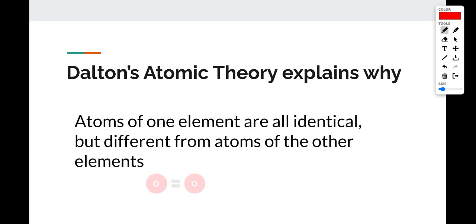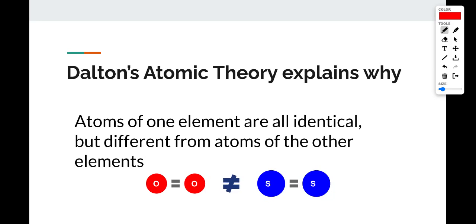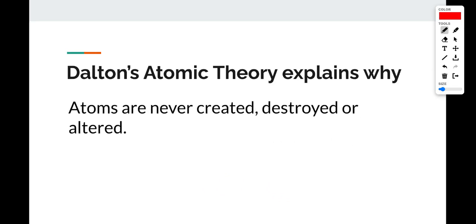Atoms of one element, he proposed, are all identical to each other, but they're different from atoms of all the other elements. So every oxygen is the same as every other oxygen exactly. Every sulfur is the same as every other sulfur, but no oxygen is ever the same as a sulfur. So that's another one of his postulates. Atoms can't be created, they can't be destroyed, they can't be altered. So that means all the oxygens that have ever existed will always exist, and all the sulfurs that have ever existed will always continue to exist, and no oxygen will ever change into a sulfur or vice versa.